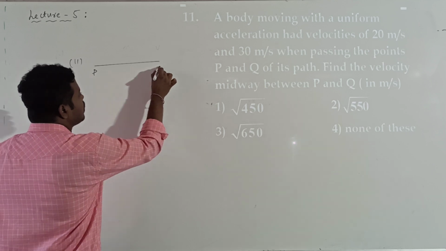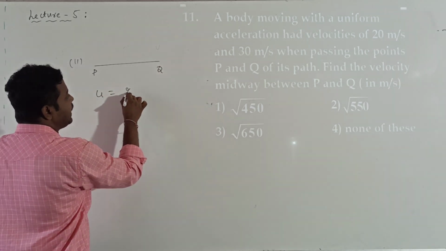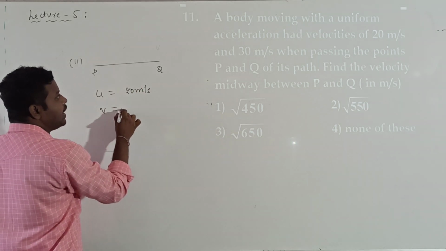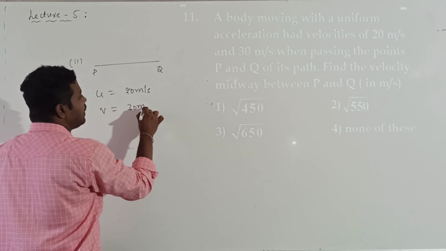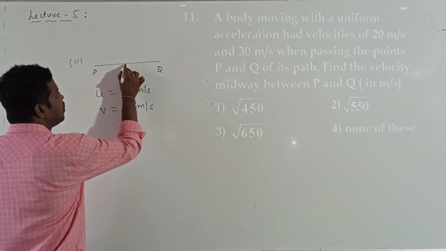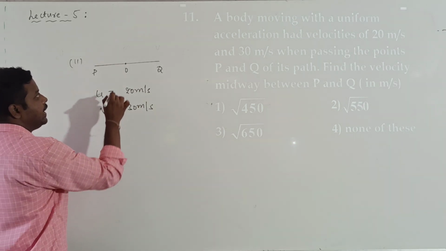Whenever a body goes from P to Q, the velocity at P is given; I can call it U. U is 20 meters per second. The velocity at Q is given; I can call it V. So V is 30 meters per second. The motion is uniformly accelerated motion. What they are asking is, what is the velocity at the midpoint?